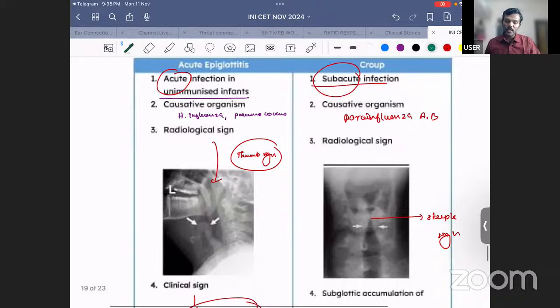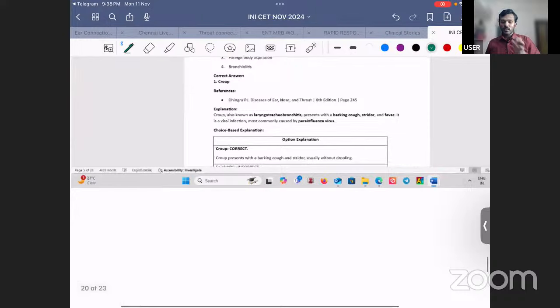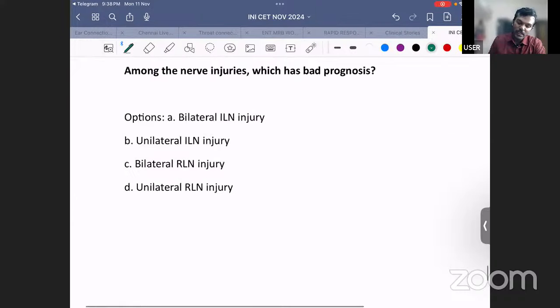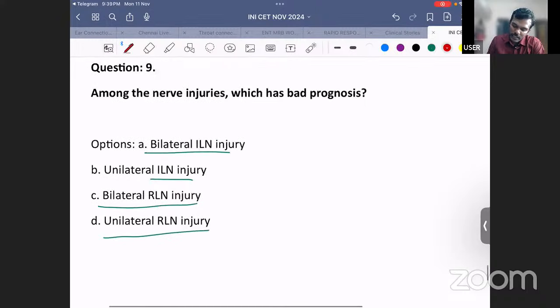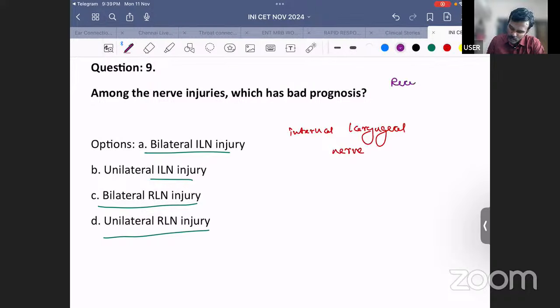Clear? Yes. Last question. This is a screenshot from our question bank. Among the nerve injuries, which has bad prognosis: bilateral internal laryngeal nerve injury, unilateral internal laryngeal nerve injury, bilateral recurrent laryngeal nerve injury, unilateral recurrent laryngeal nerve injury. Okay. So what is the internal laryngeal nerve? Is it the recurrent laryngeal nerve?